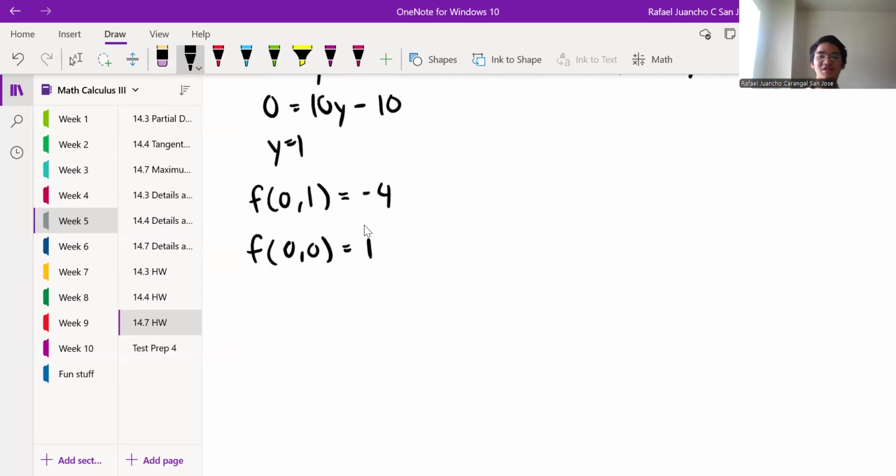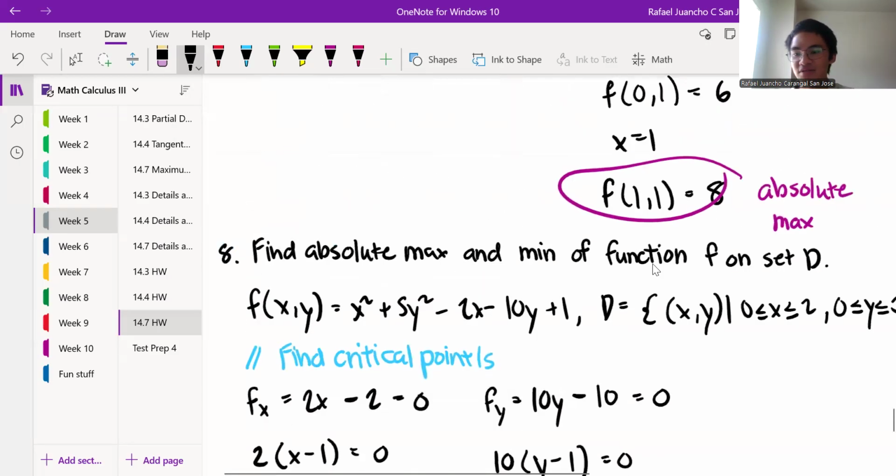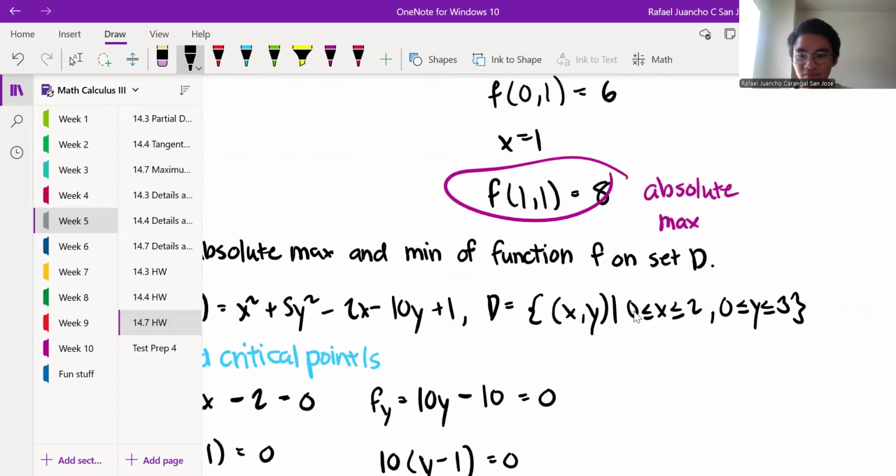See how sometimes this bigger y can be a lesser number. So this one's definitely smaller than negative 4 is definitely less than 1. So here we can see that this is a more minimum value compared to this. And then we can try the other endpoint when y is 3. So let's go ahead and do that. So when y is 3, right? So I'm just including both endpoints.